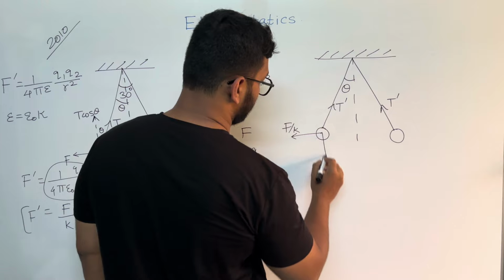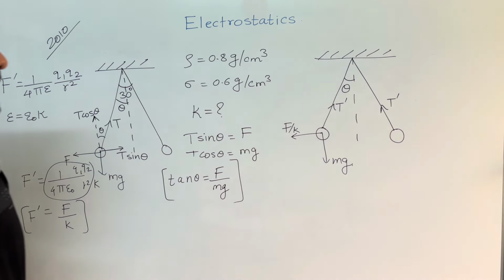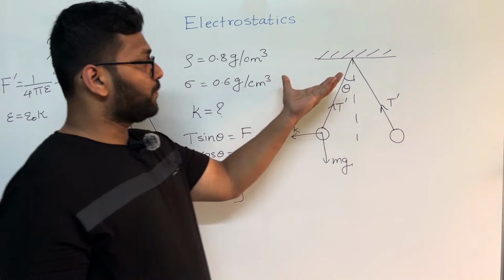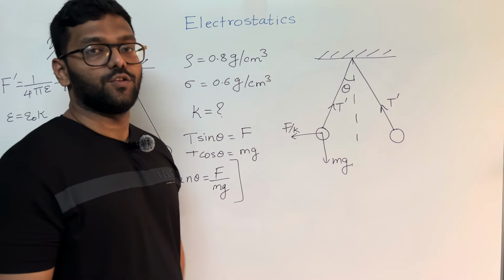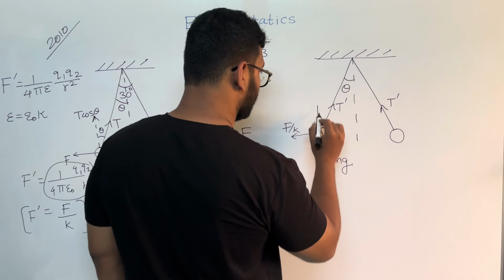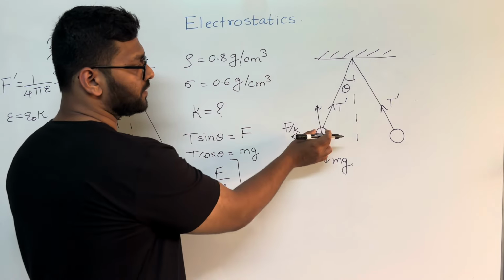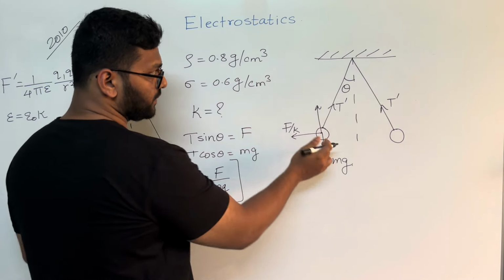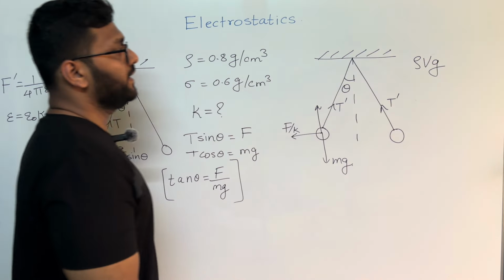Tension is T dash. The downward force is mg again, right? Okay. Now the thing is here, they are putting it in a liquid of density rho. They are submerging it. So there will be an upthrust force. The upthrust force will be in this direction. What will that upthrust force be? Rho times the volume of this ball into g, right?